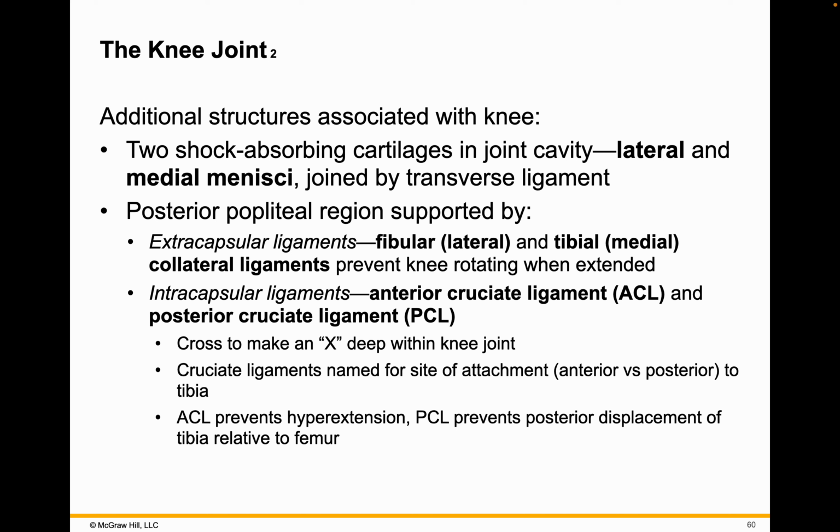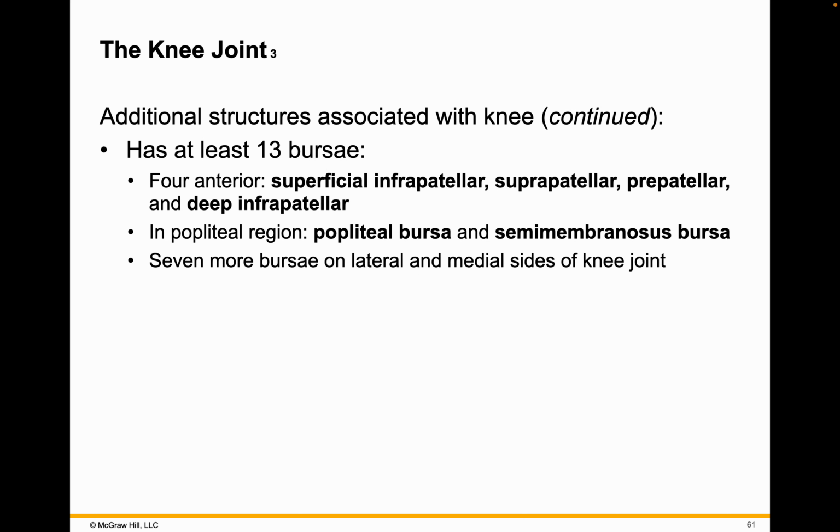Those cross to make an X deep within the knee joint, and the cruciate ligaments are named for the sites of attachment. ACL prevents hyperextension. PCL prevents posterior displacement of the tibia relative to the femur. There are at least 13 bursae associated with the knee, 4 in the anterior, several in the popliteal, and 7 more on the lateral and medial sides of the joint.